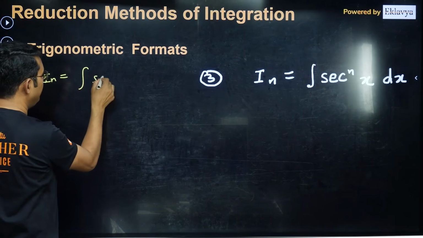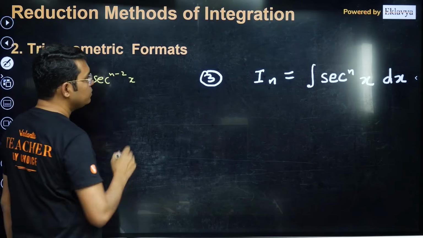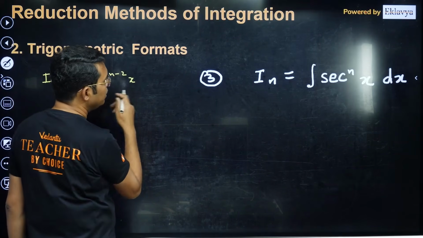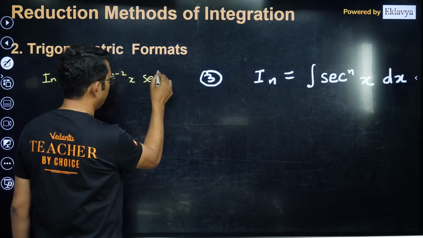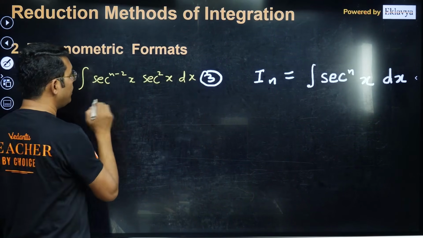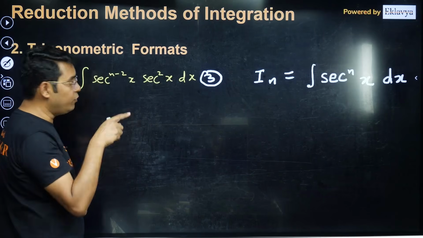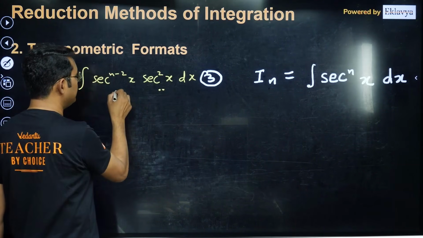In a similar way, we will write secant power n minus 2 x into secant square x. I will be writing it that way only, but after that there is a change. You will not be doing it by the method we used for tan. Rather, we will take this as a second function and that as a first function.